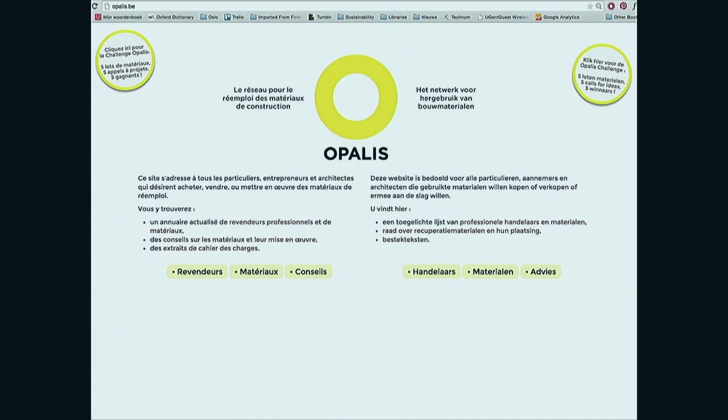In the efforts that we have made to stimulate the reuse of building materials, an important work we did at some point was what we call Opalis, which is now a website. It's an inventory of all the existing Belgian resellers of building components. In the beginning, we thought you had only 10 or 20 players. In the end, we discovered, after weeks and weeks of research, that you had more or less 100 resellers. So there are many more than you would think.